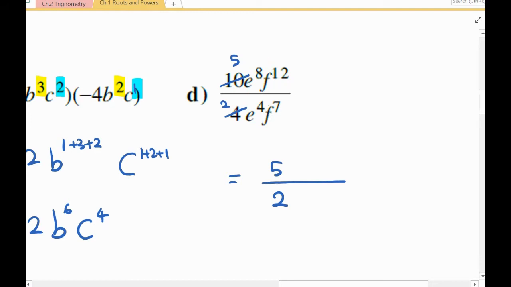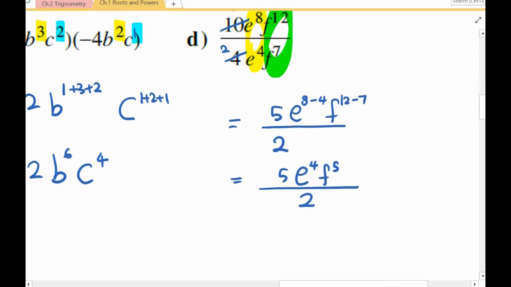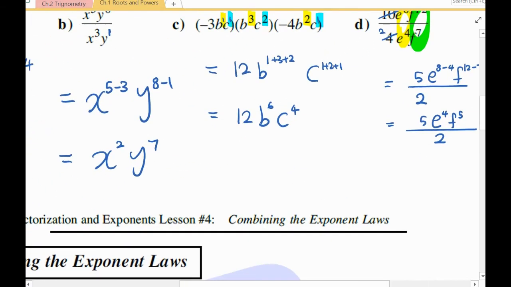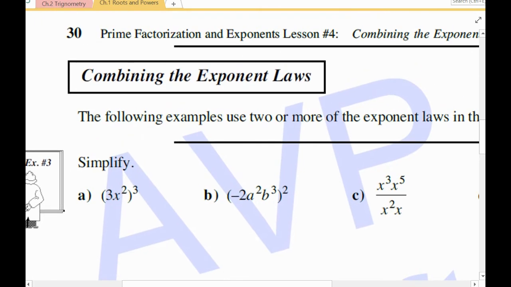And here, let's look at e. If you look at e to the power of 8 minus 4. Let's look at f. F to the power of 12 minus 7. And the answer will be 5 over 2 e to the power of 4 f to the power of 5. All right, let's move to the next question. So let's move to the next page.